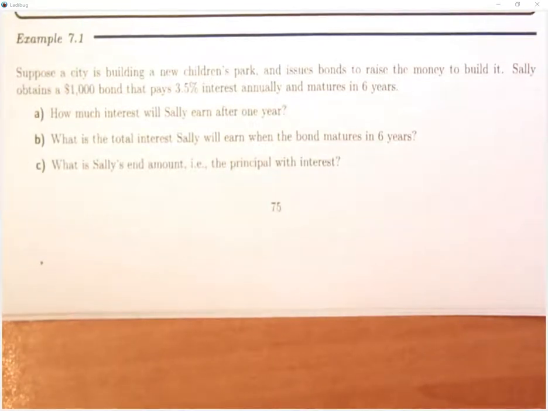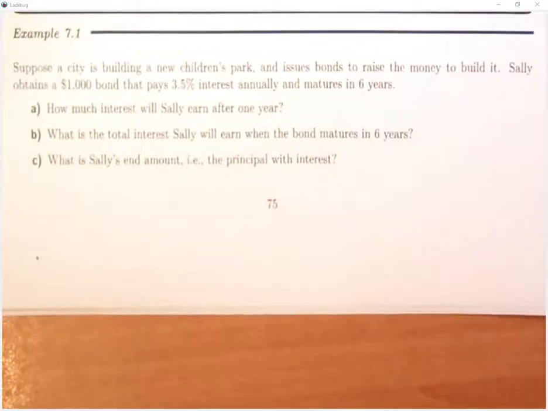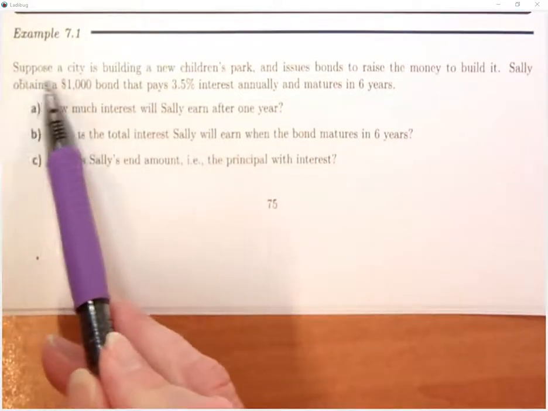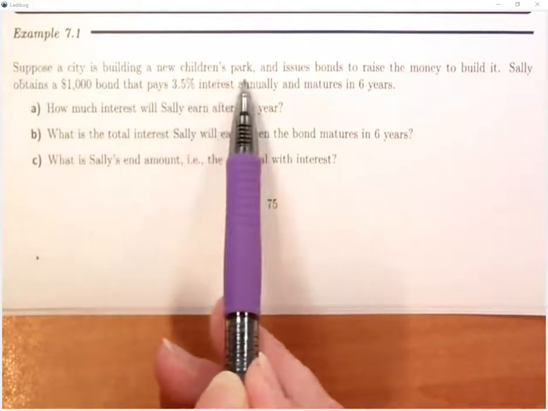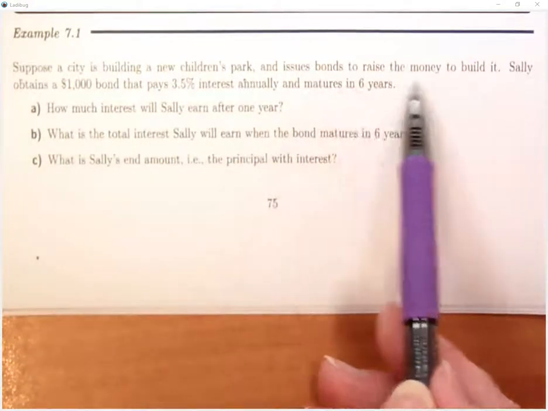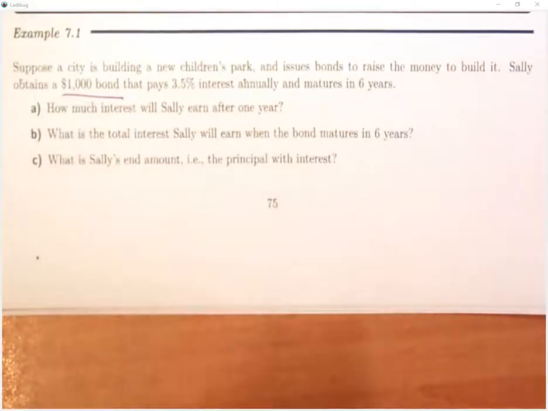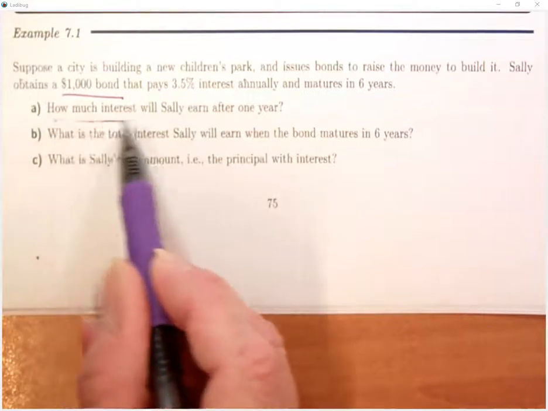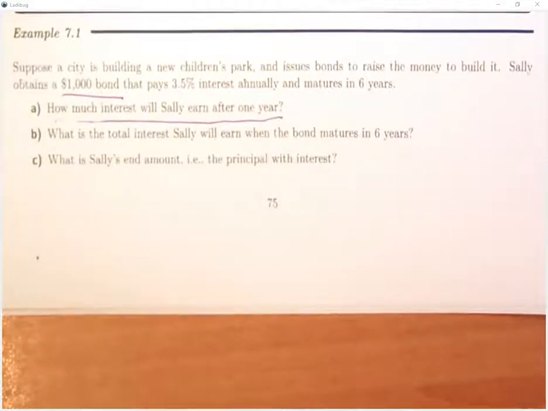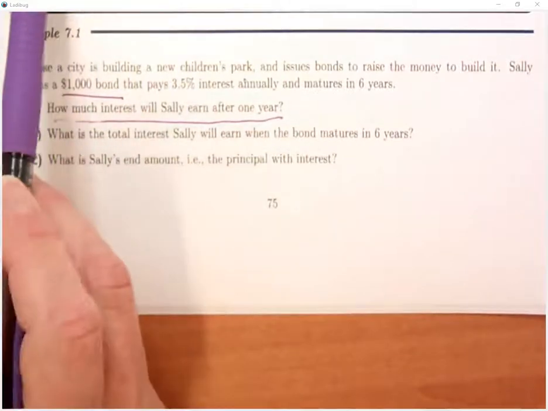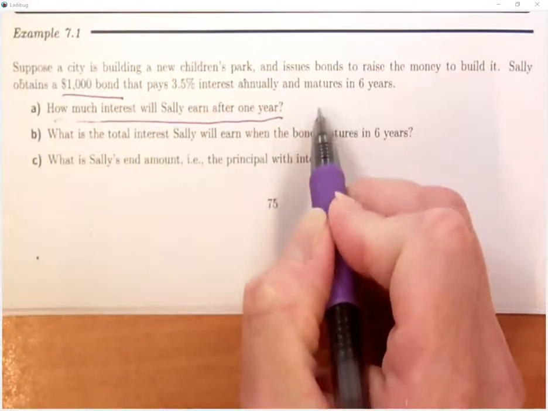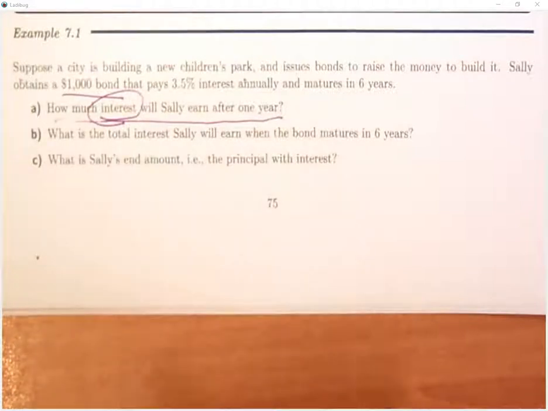Now we'll see in this problem how over time we do need to take that into consideration. Suppose a city is building a new children's park and issues bonds to raise the money to build it. Sally obtains a $1,000 bond that pays 3.5% interest annually and matures in 6 years. So for the annual interest after 1 year, we can just use the formula that we had above. So it's just asking about interest, not the end amount.